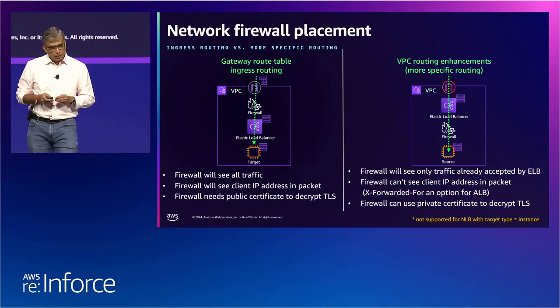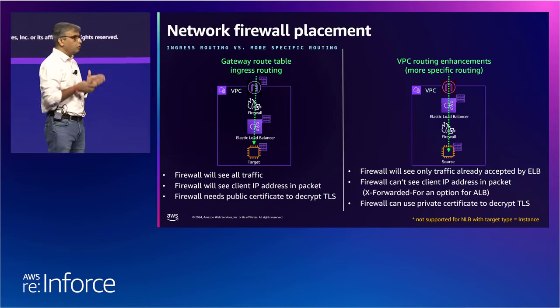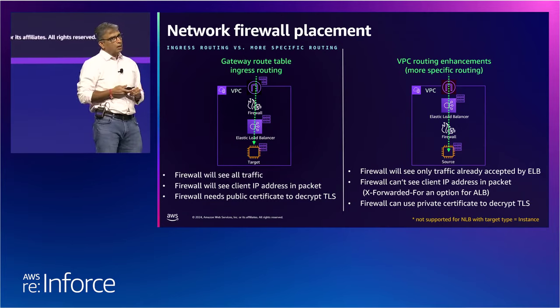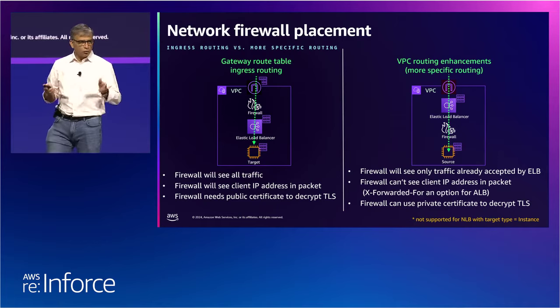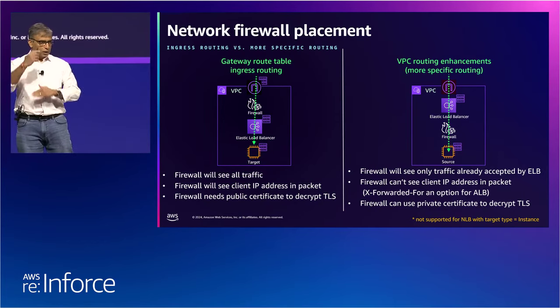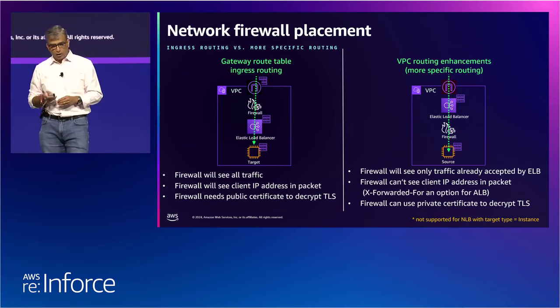The thing to keep in mind is when you are using VPC routing enhancements, more specific routing, and you are using network load balancer, today it does not support target group of type instance. You have to use target group of type IP. Only then can you insert the firewall between the network load balancer and its targets.